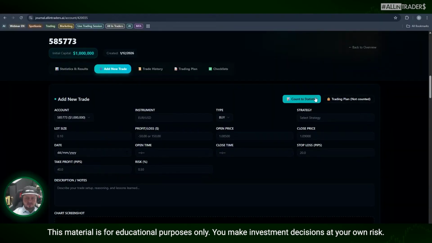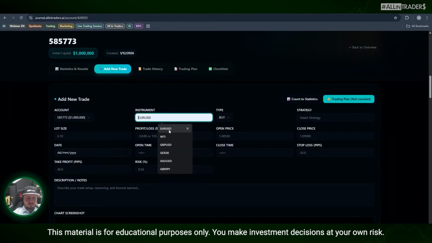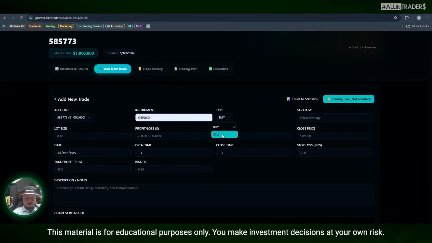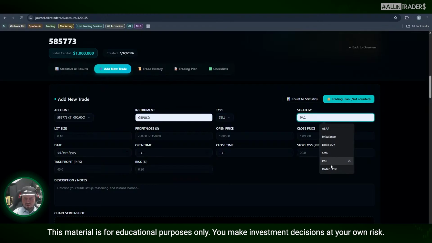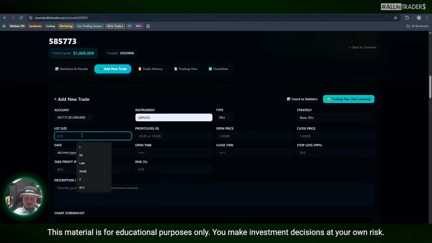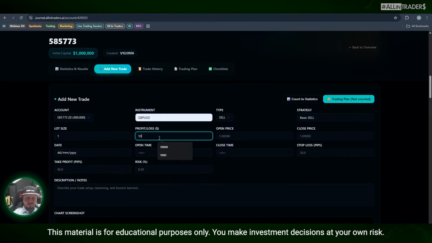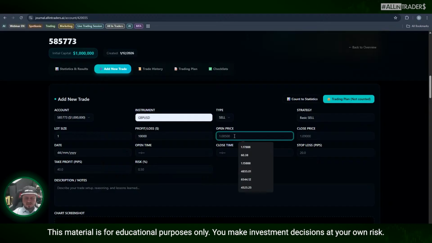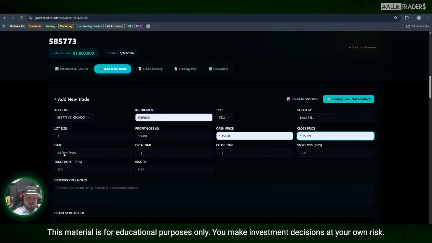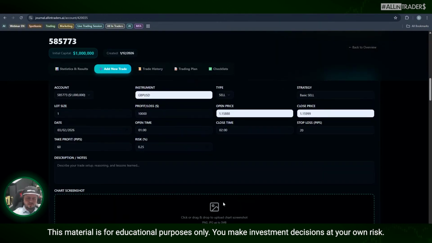So let's add this. Count the statistics now. Euro USD. We want to, sorry, this is not Euro USD, it's GBPUSD. We want to go down, so we want to sell strategy, probably basic sell. Lot size, I'm not sure about the lot size, the profit. We're gonna check that later. So I'm gonna put random prices for now. We're gonna change it after 0 to 2026. Open time. Risk probably 0.25. We're gonna check that. And let me just upload the screen.